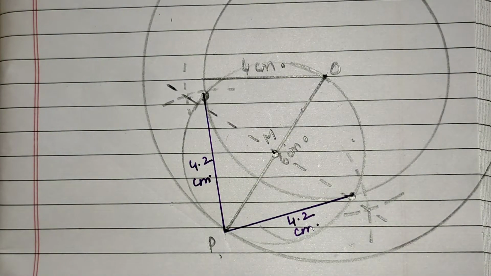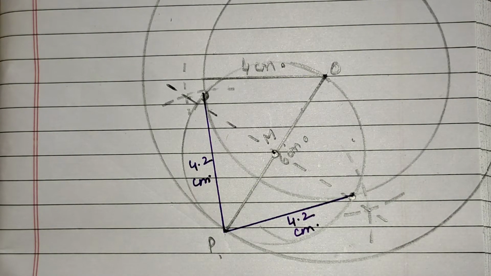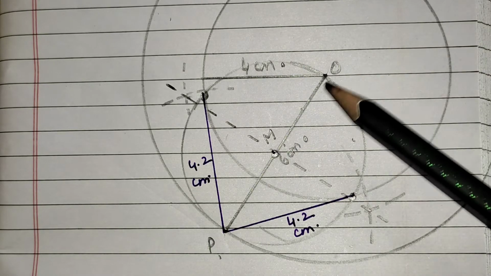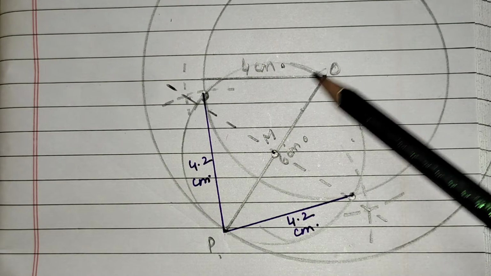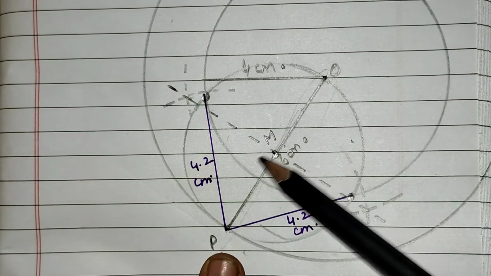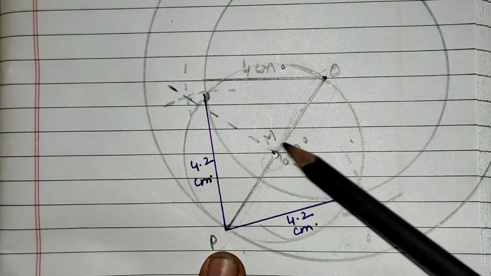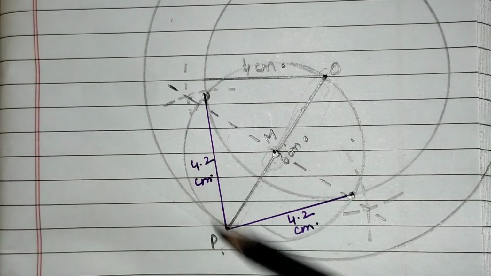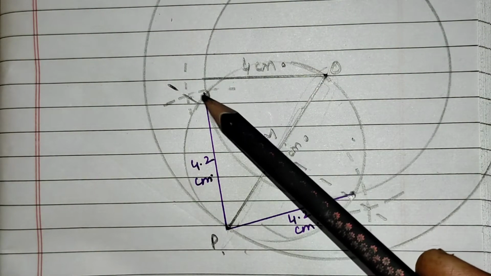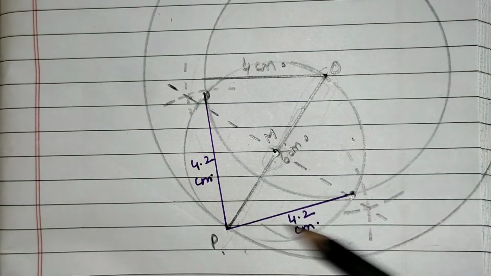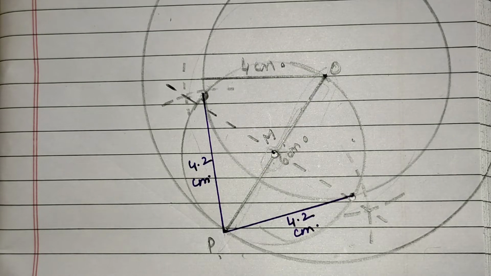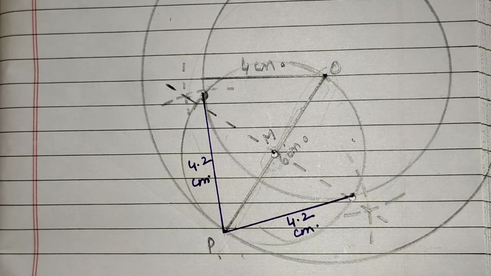Understood? So whenever you have to draw a tangent from a given point to the circle, the steps are: join the center and that point, then bisect that line, then take the bisected point as the center and OM or MP as the radius and draw the circle. The circle which intersects the given circle at 2 points, these 2 points will be the points of contact at which your tangents can be drawn.